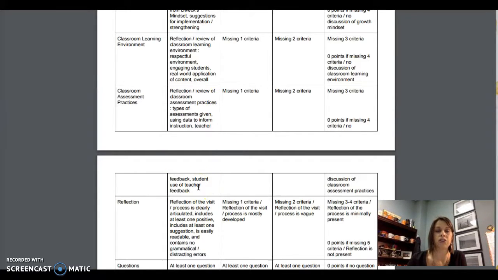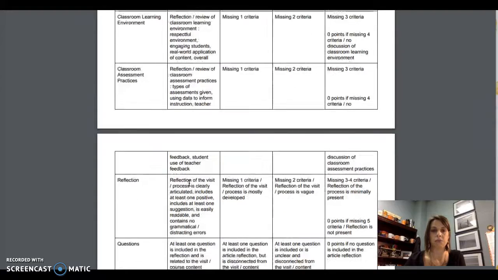So again, make sure you're citing your evidence from the classroom assessment book. So it kind of supports what you're hoping to see or wish you would have seen or what you did see in your partner classrooms.